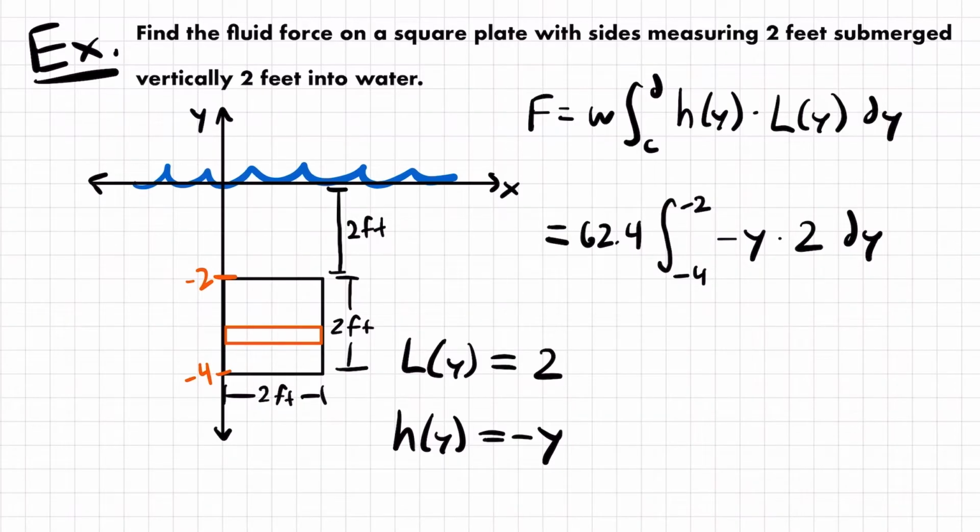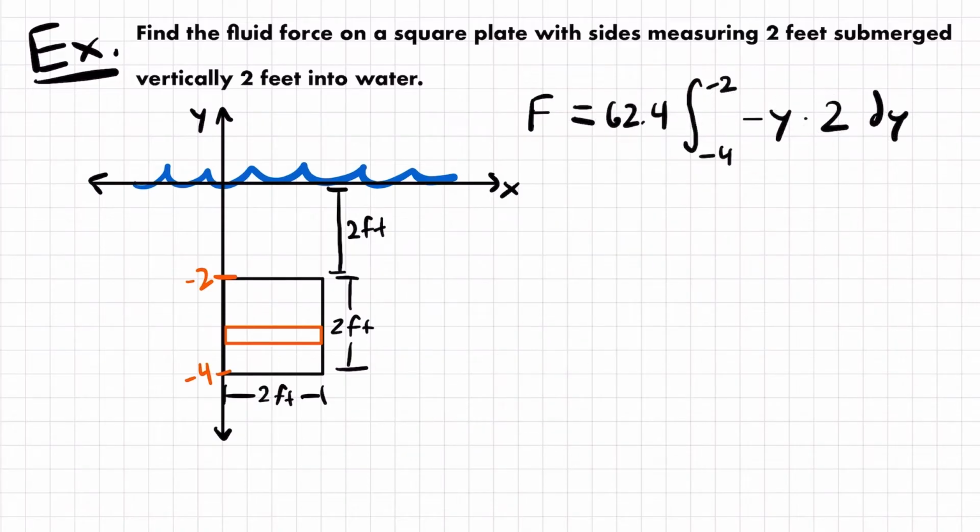And so if I clean up my work here, we can solve this definite integral to find the fluid force. And so if I pull -2 to the outside of the integral, we'll have that this is equal to 62.4 times -2. That will be equal to -124.8. And that will be multiplied by the integral from -4 to -2 of y times dy. And now we have a pretty simple integral that we can integrate and solve.